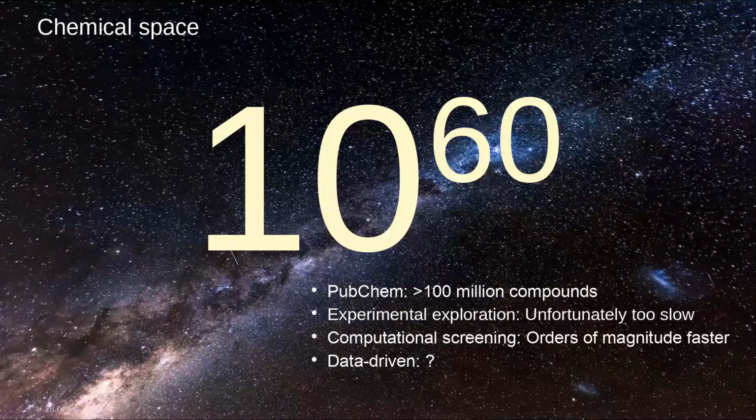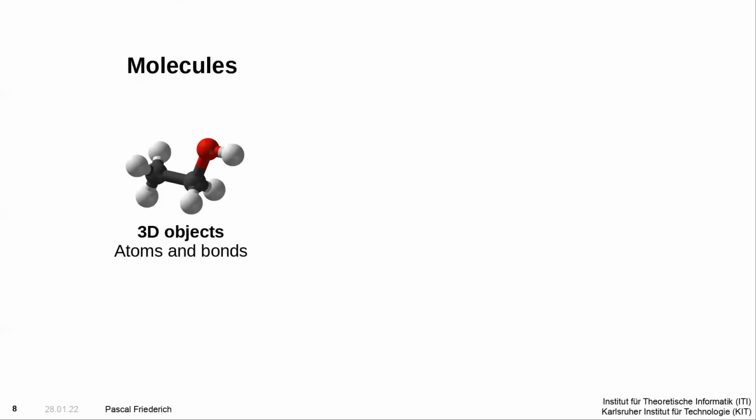But the big question, of course, is how do we bring together data-driven methods, machine learning methods, with molecules? Because molecules, when we think about them, what they essentially are, they're atoms and bonds, if we want to define bonds in space. So they're like 3D objects consisting of atoms that are somehow connected. And this is not necessarily easily compatible with what is used in classical machine learning methods.